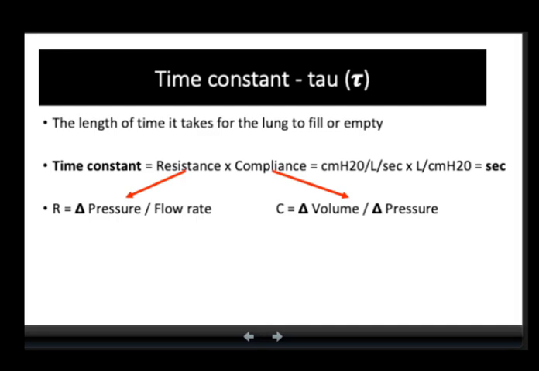Remember that the resistance is the pressure difference between peak pressure and plateau pressure divided by the flow rate. It is measured in centimeters of water per liter per second. Compliance is the change in volume divided by change in pressure. Change in volume is your tidal volume, and change in pressure is either the difference between peak pressure and PEEP for dynamic compliance, or between plateau pressure and PEEP for static compliance.